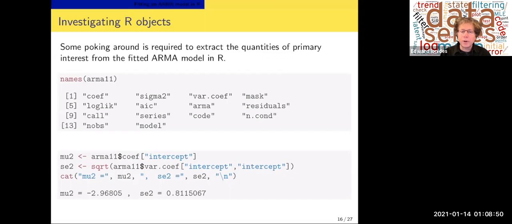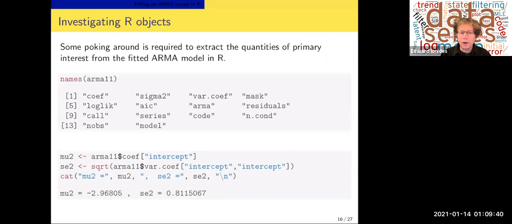Okay, so then we can go ahead and investigate those things. We'll find fairly quickly that if we do arma1$coef["intercept"], we pick out the estimate of the mean from that model. And if we look at the intercept component of the covariance matrix associated with arma1, and we take its square root, then we get SE2. We can check that we've done that right because they should match what we got from the automatic printout.